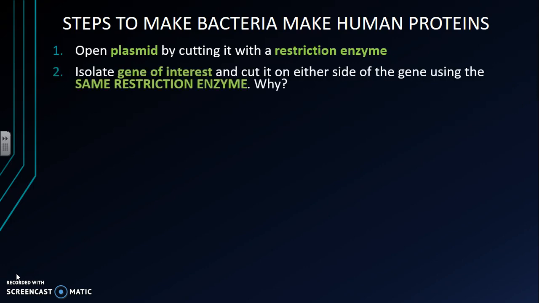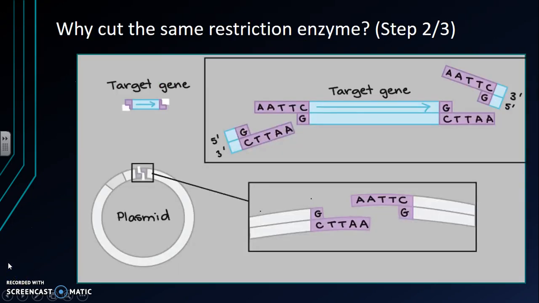Okay? The next step is to isolate the gene of interest, which we're not going to talk about how you do, and cut it on either side of the gene using the same restriction enzyme that you cut the plasmid with. So the restriction enzyme here and the restriction enzyme here, they need to be the same. Okay? Now the question is why? Why do the restriction enzyme cut by the plasmid and the restriction enzyme cut by the gene of interest need to be the same? This image, which is on the next slide, helps to explain this a little bit.